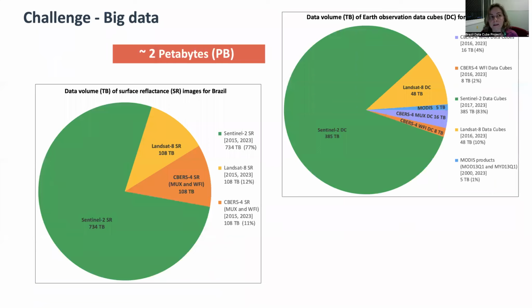The time series extracted from this kind of data cube are always regular in time. The biggest challenge for us in the Brazil Data Cube project is the big volume of Earth observation data we have to deal with. In this project, we are processing around 2 petabytes of satellite images. We can see in these graphics that the biggest data set is the Sentinel-2 images for Brazil, followed by the analysis data or surface reflectance data sets, and the data cubes that we are producing.